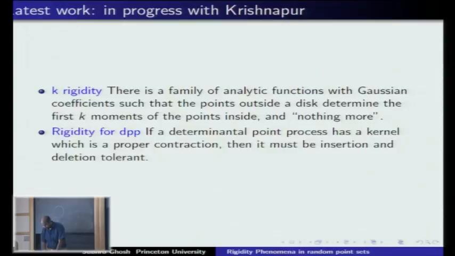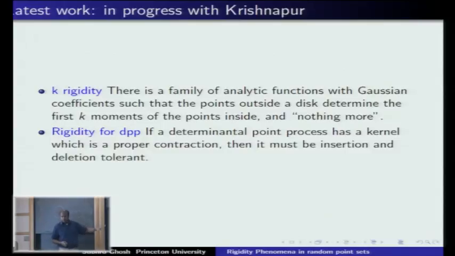So the result is the following. For a determinantal point process, the kernel defines a non-negative contraction. We showed that a determinantal point process can be rigid only if the kernel is a projection. Only at zero temperature it's rigid, and at finite temperature you don't know if it's k-rigid.